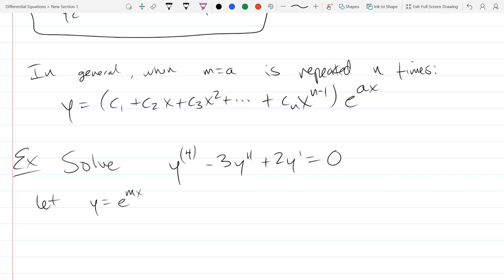There's a really good chance they'll be repeated. They should all be real, because I haven't talked about complex ones. So expect at least one of those solutions to show up twice, if not 3 times or 4 times.